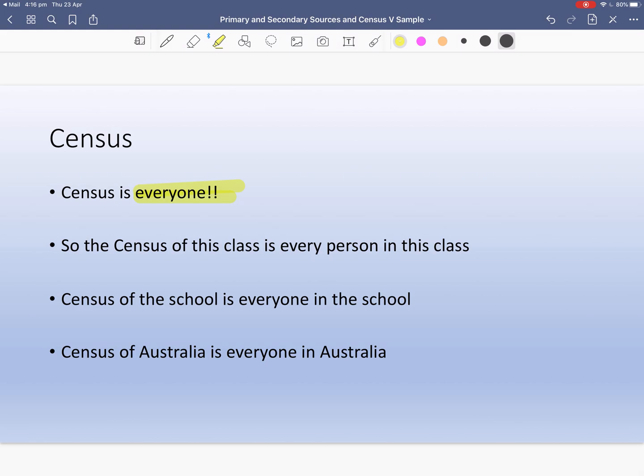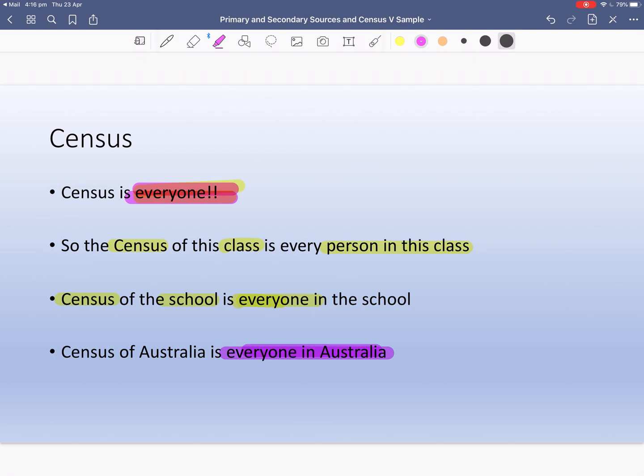It's everyone. It's every single person. All right, so the census of this class is every person in your class. Okay, so if I said, give me the census of year 7, it's the census of everyone in year 7. Or if I said the census of year 8, that's everybody in year 8, and so on. Census of year 9, everyone in year 9. Okay, the census of the school is everyone in the school. So essentially, census is everyone, all right? And the one that you get to, so make sure you write all this down. Census of Australia is everyone in Australia, every single person.